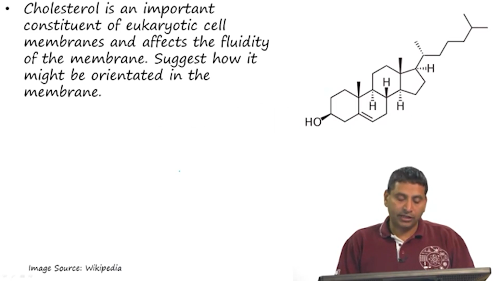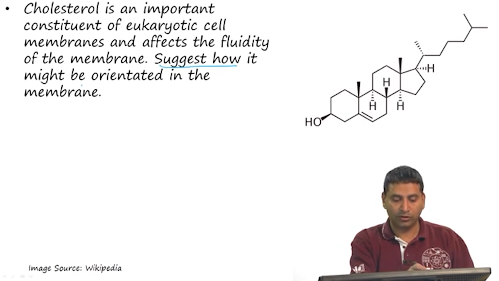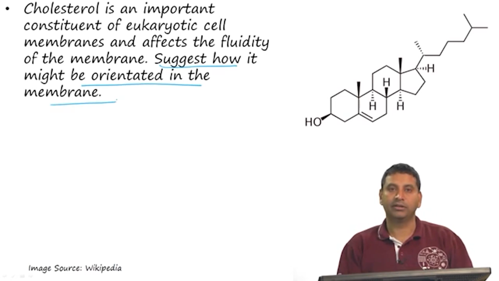So, the first question is about cholesterol. Cholesterol is an important constituent of eukaryotic cell membranes and affects the fluidity of the membrane. So, suggest how it might be oriented in the membrane. That is, the question is how cholesterol is going to be oriented in the cell membrane.